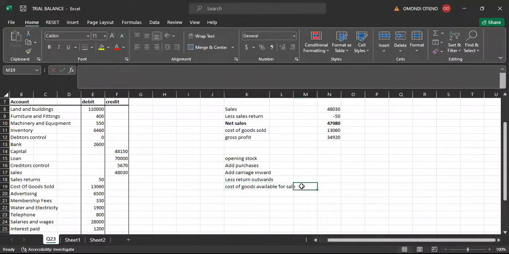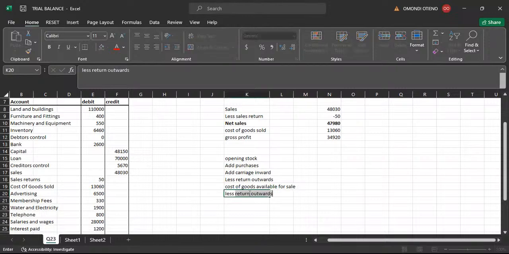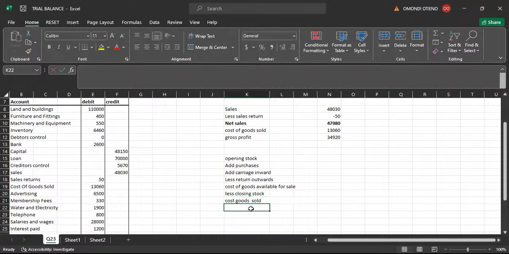So once we get the cost of goods that are available for sale, we did not sell everything. There were some that were left in our stock, and that's why we call them less closing stock. If that is done, then we'll be able to get what we call cost of goods sold, the cost of goods that were sold. Is it now making sense to you, Ododa? So the cost of goods that were sold, we get by working out all this information. Is it now making sense?